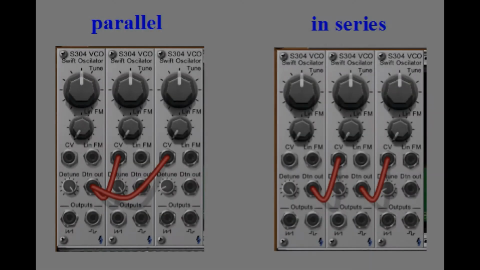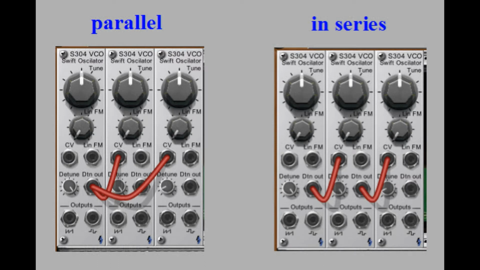Quite straightforward so far. But it gets more complex when I add a third S304 to the patch. Now we have two basically different ways to patch the three detune out jacks. From one and the same detune out jack parallel to the CV input jacks of both of the other two oscillators, right part of the picture, or in series, from one detune out jack to the CV input jack of the next oscillator, and from the detune out jack of this second oscillator to the CV input jack of the third oscillator.